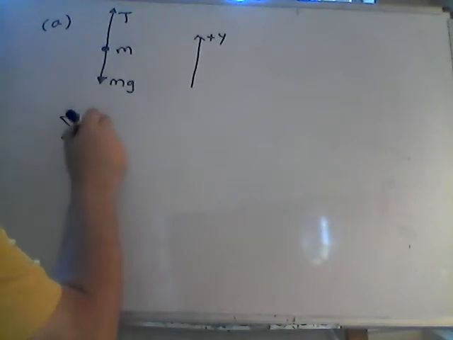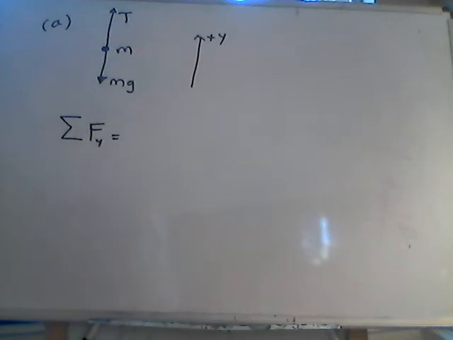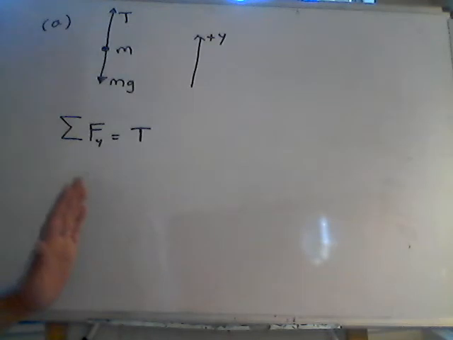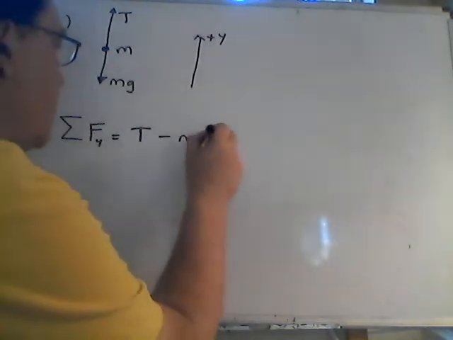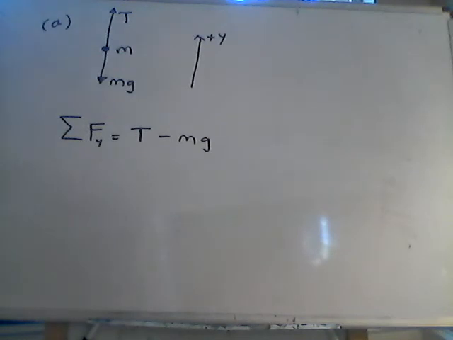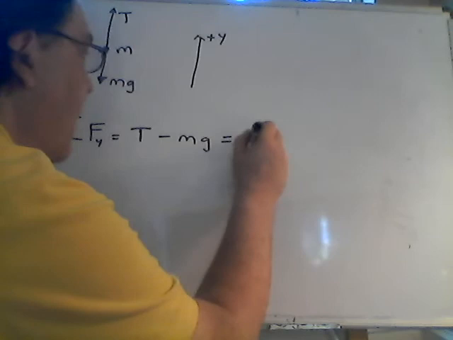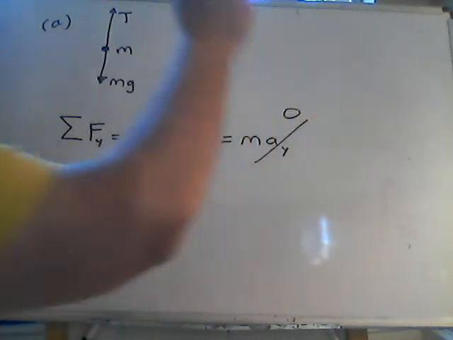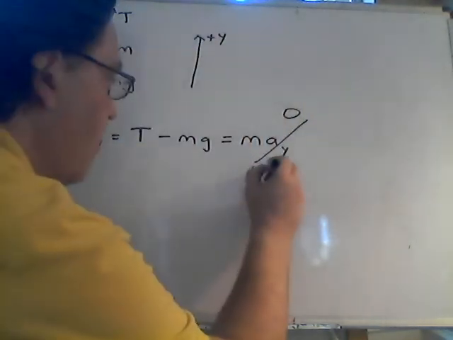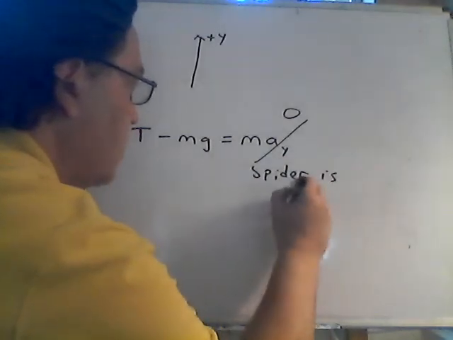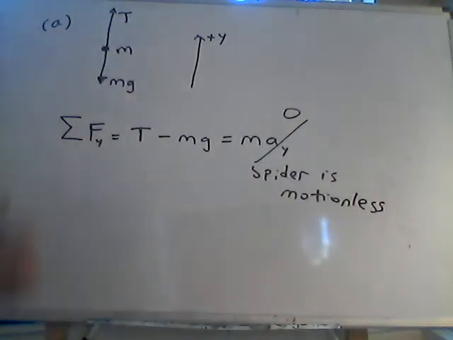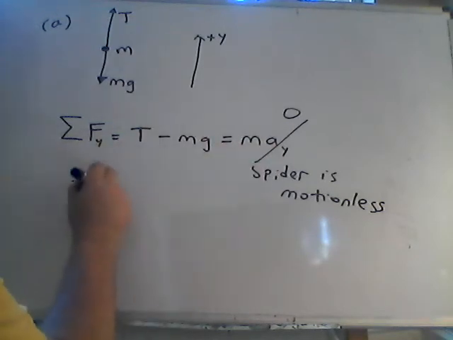Newton's second law says the sum of all forces in the Y direction. Well, up is positive, so tension up, T for tension. I know I used it in the past for thrust, but this time it's tension. And minus mg, the weight, because you have a mass, you have a weight. And normally that would be m times a sub y. However, the spider sits motionless, so a sub y is zero. Spider is motionless, which means there is no acceleration. Given that's zero, it's real easy to figure this out. The tension is then mg.